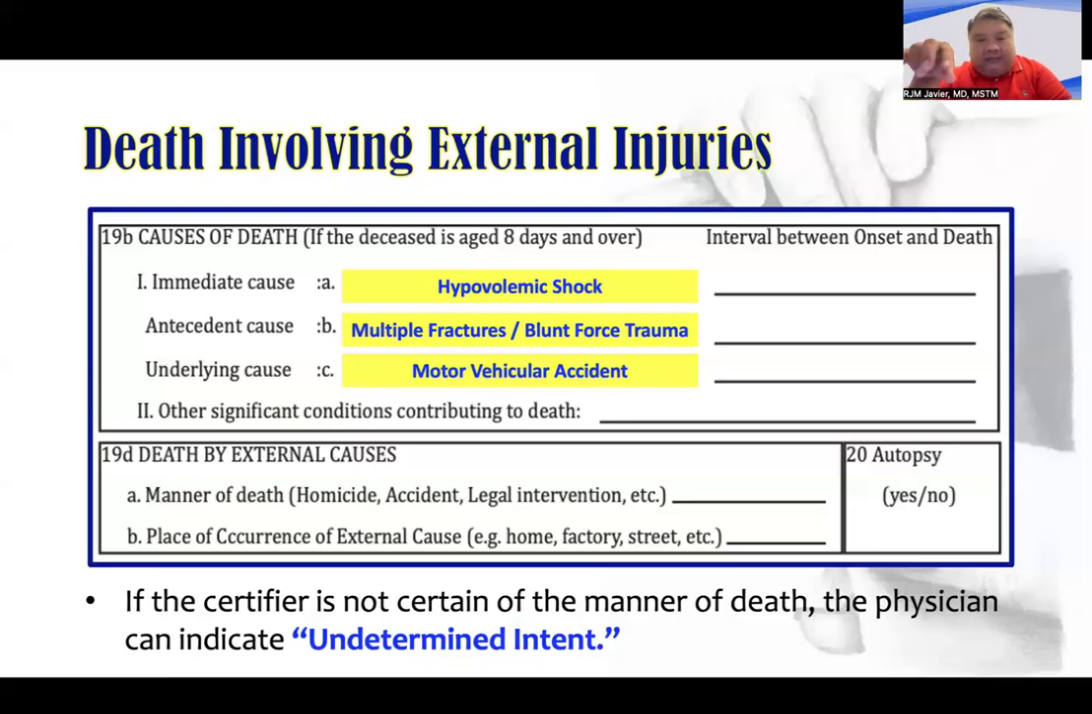Yung mga ganyan, manner of death, di ba? Accident, it happened on the street. If these are all external causes, especially if you feel that there could be possible medico-legal implications, then an autopsy ought to be performed.